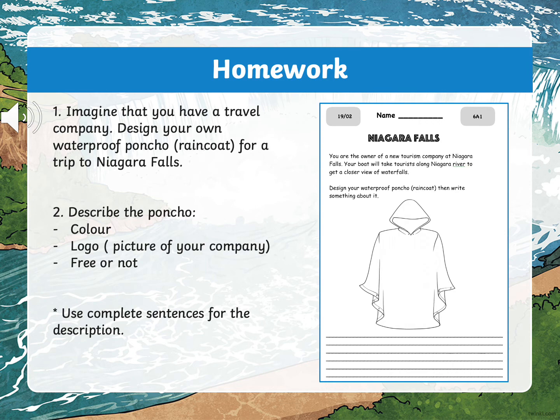Describe the poncho. You can speak about its color, logo, the picture of your company. Would your poncho be free or not? If not, how much should people pay for it? I would like you to use complete sentences for the description.